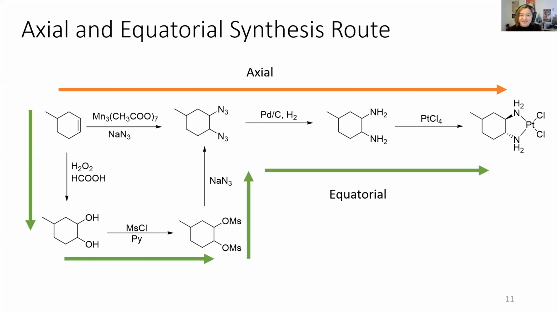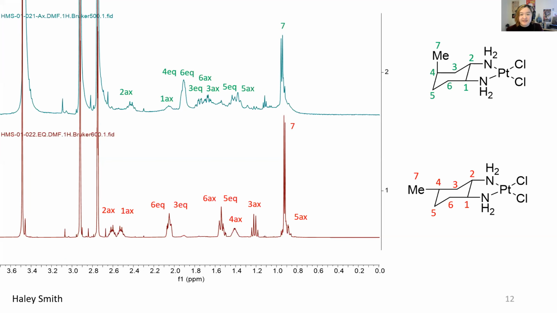So this is what the synthesis routes look like for both the axial and equatorial derivatives. They're overall pretty similar, which makes sense. They're pretty similar products that we're creating. They're just slightly different in their conformation. So this is essentially all of the syntheses that we worked on. And once the products were created, this is what the NMRs look like.